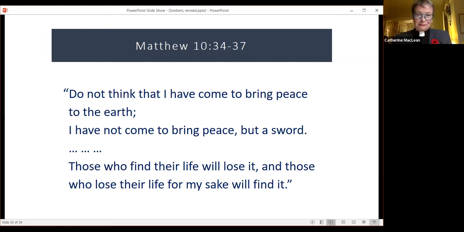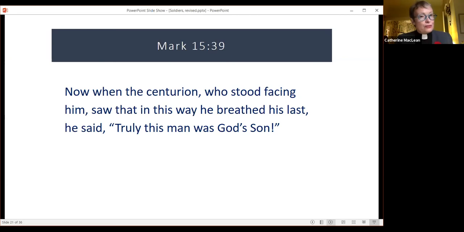The next one, thanks, Stephen. It's interesting, and Mark's gospel puts it the most succinctly: when the centurion who stood facing Jesus saw that in this way he breathed his last, he said, truly, this man was God's son. So succinct. And so it's a military person, the centurion, who is the first person who acknowledges the divinity of Christ at the time of the death of Jesus. Absolutely marvelous passage, small verse, lots of room for some remarkable preaching there. Let's move on. Thanks, Stephen.